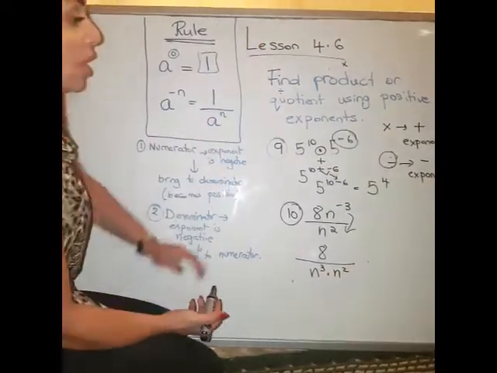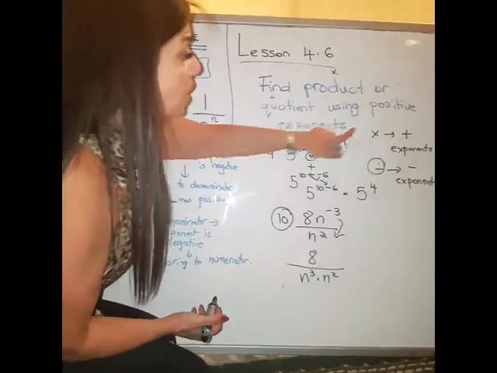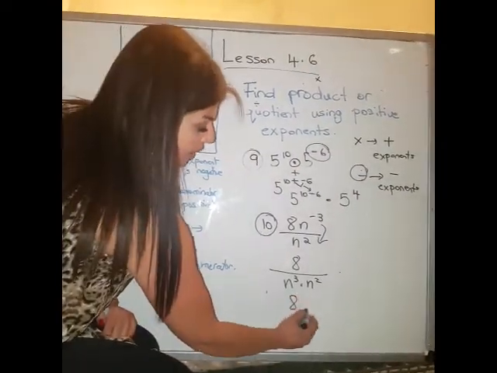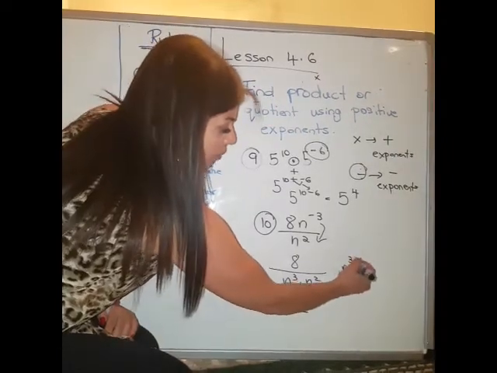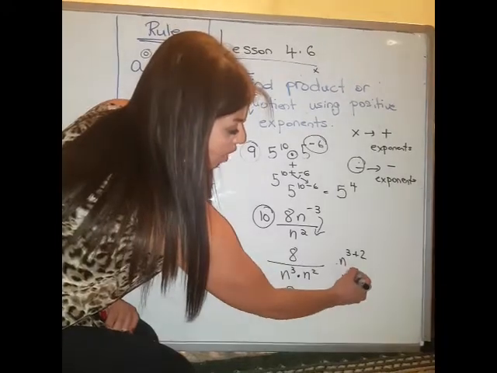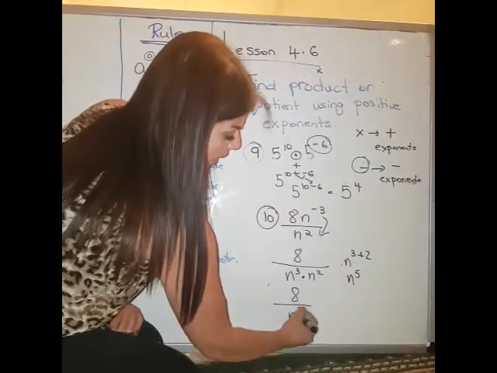Why did I do that? They want only positive exponents. What do I do? I leave the 8 as it is. n^(3+2) because it's multiplication. It's n^5, so it's 8 over n^5.